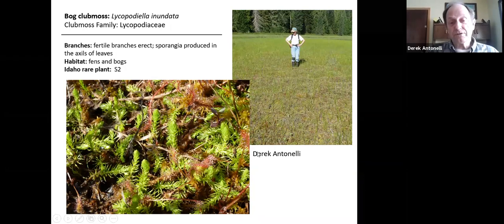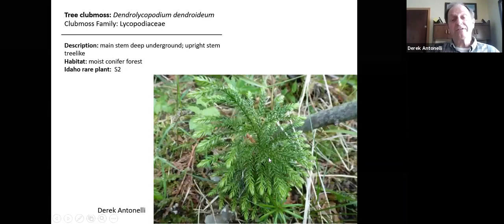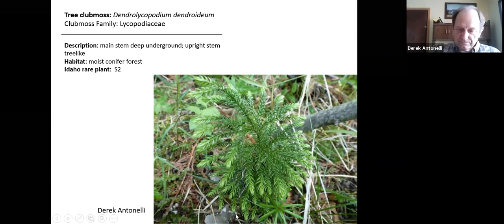Another plant that I found at Hager Lake is the tree club moss. This one, the main rhizome, grows deep underground, and then the stem comes up and forms a very tree-like arrangement after that.